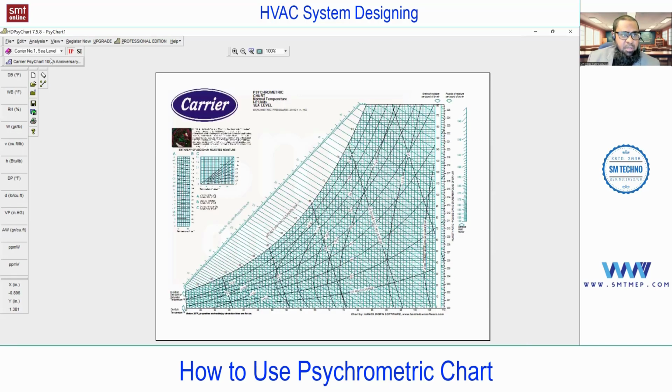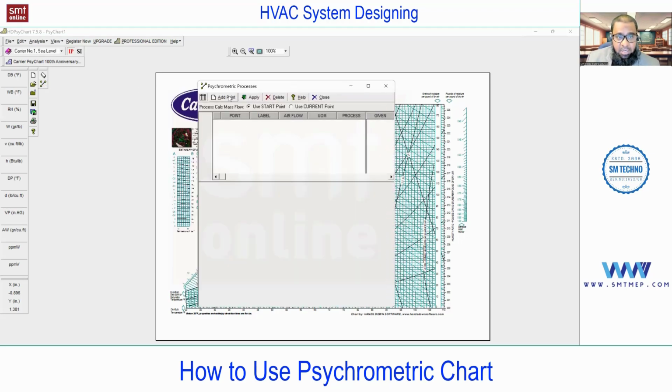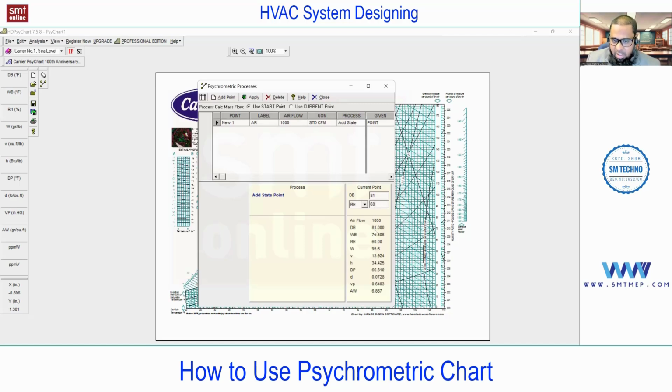After that, simply verify this psychrometric chart number. Suppose I'm using Carrier 1. Then use this option: state, point, and process. When you click this, you'll get a window. In that window, click add a point and provide the 2 parameters. Example 1 was 81 degree Fahrenheit dry bulb. Dry bulb is a basic requirement, and after that you can select the second property. In that example, we consider RH. I'm selecting RH and entering 60, for example. When you enter this, you'll get all the properties.